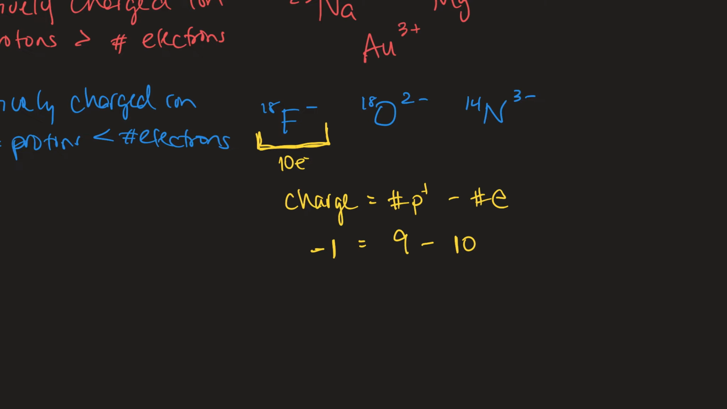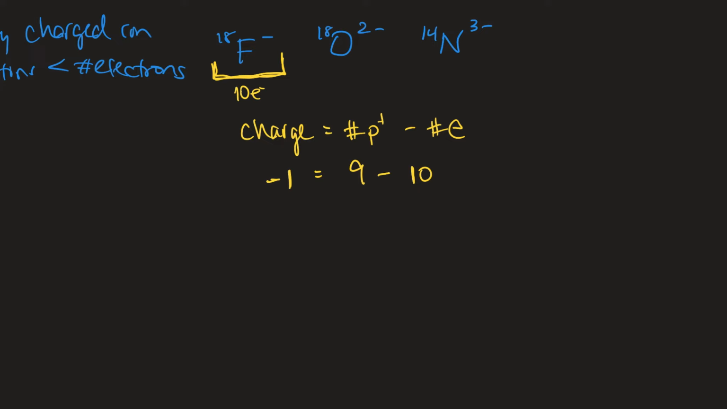Okay, let's look at oxygen. So this was fluorine, let's look at the one for oxygen. Here we see that it has a negative 2 charge. Now we need to figure out how many protons it has. You look at the periodic table, and you see oxygen has 8 protons. So in this case, 8 minus what is equal to negative 2? Well, in this case, it's 10. And so we see here that this oxygen has 10 electrons.